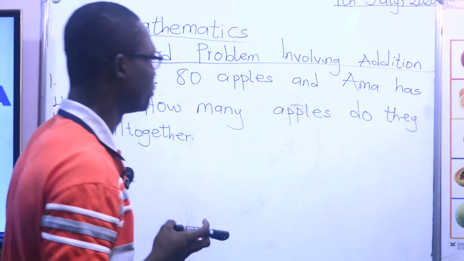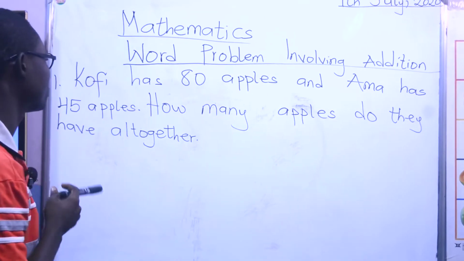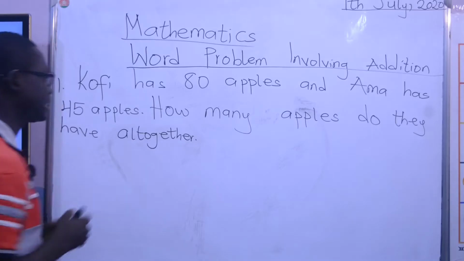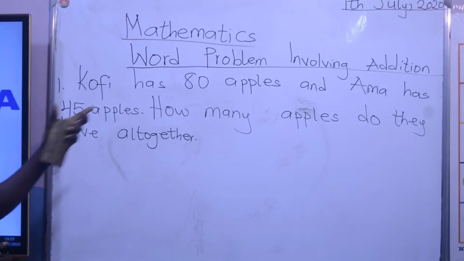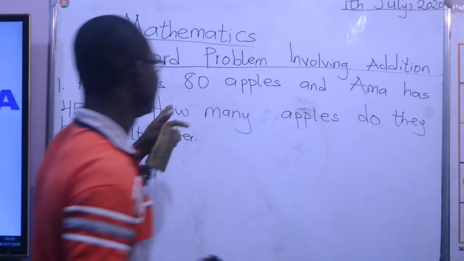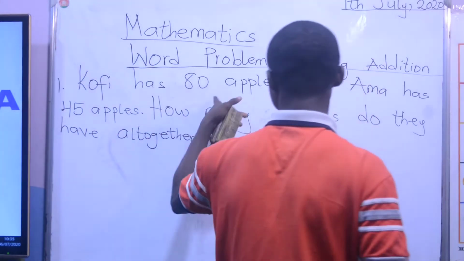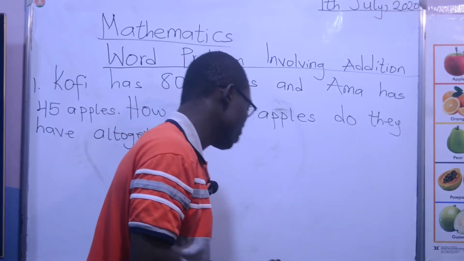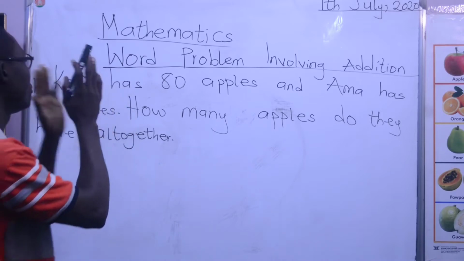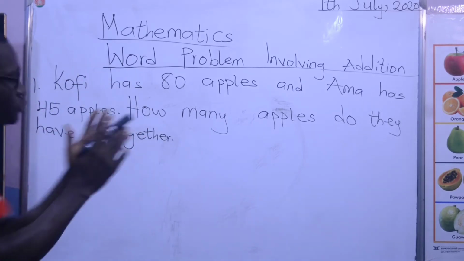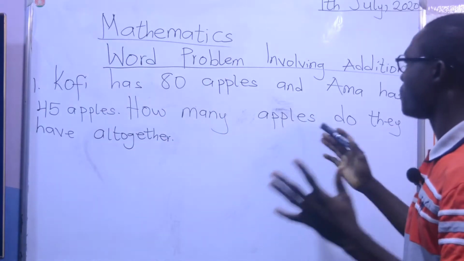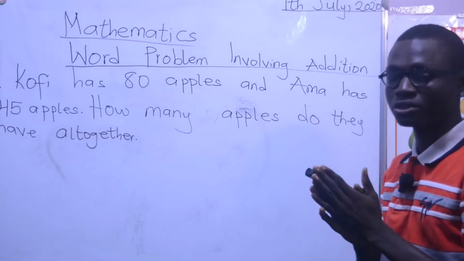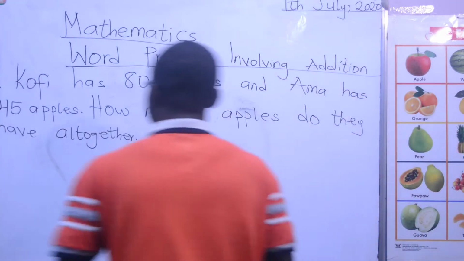Kofi has 80 apples and Amma has 45 apples. How many apples do they have all together? When we say all together, it means that when you look at the question, Kofi has 80 apples and then Amma has 45 apples. So the question is telling us that when you put the 80 and the 45 together, how many apples are they all going to have together?